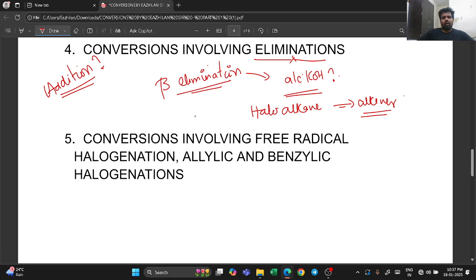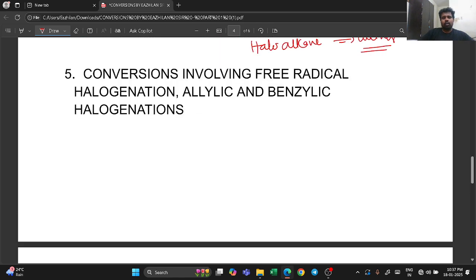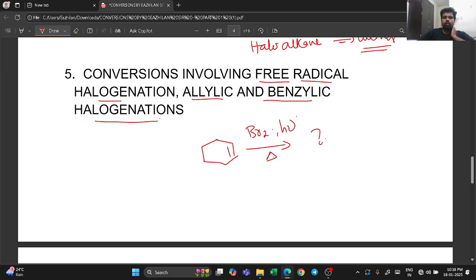Okay, the last part is an underrated part, I would say, like free radical halogenation. We call it free radical halogenation, allylic and benzylic brominations. So definitely every year I'm expecting one, and I'm seeing one question based on allylic and benzylic brominations. For example, this question is a very famous question, asked many times in the board exam, like Br2 in the presence of H nu. Or sometimes they may be giving you the heating conditions, and they may be asking what is the product.